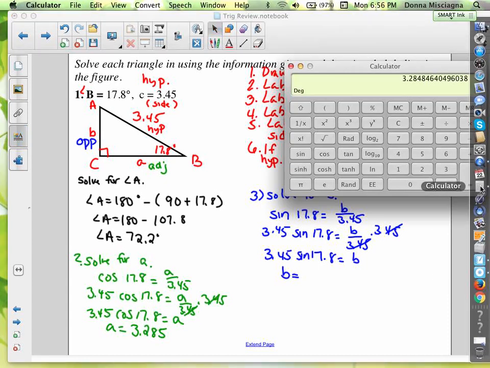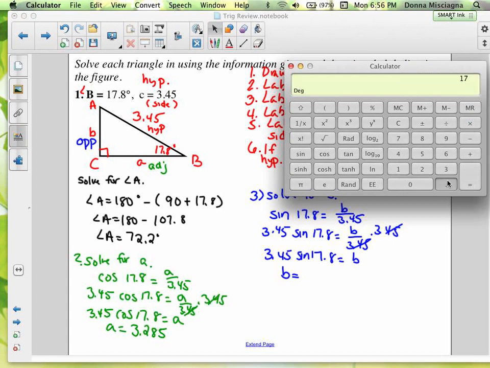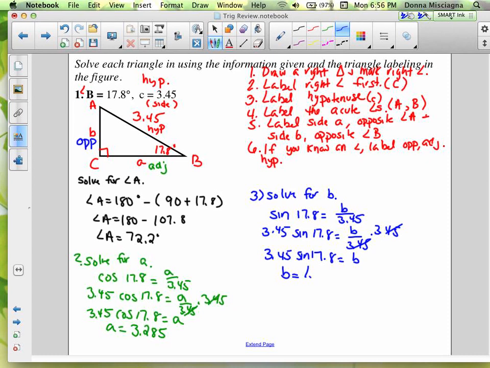Now let's just plug this into a calculator. So we have 17.8 sine. There's our sine ratio. Then we multiply that times 3.45 and we get 1.05, rounding to 3 decimal places, 1.055. And there we go. This one is done. We found all of our sides, and we found our missing angle.